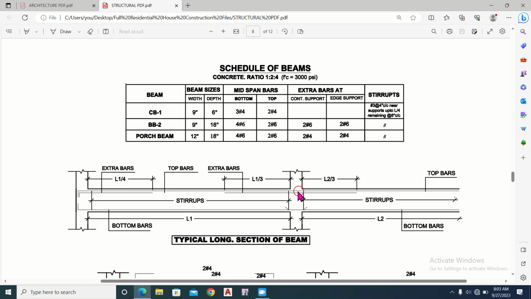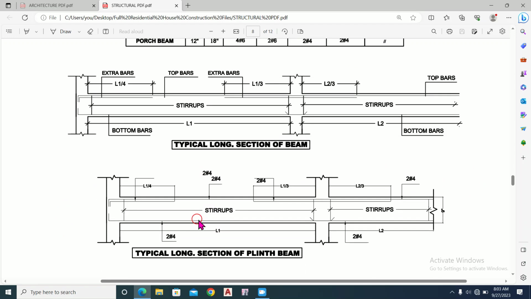So these are the extra bars at the continuous support as top reinforcement, and this is the top bar, the main top bars, and this should be continuous along the length of the beam, and this is the main bottom bar, which should be continuous along the length of the beam. So this was about the long section of the beam B2, and this is the typical long section of the plinth beam.